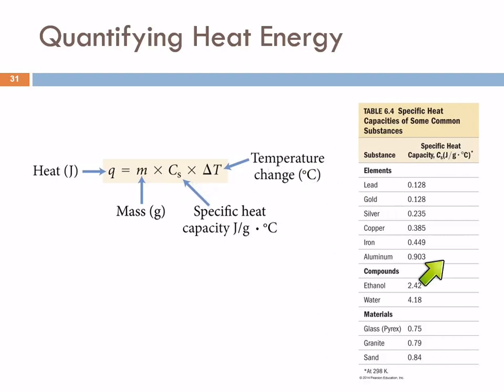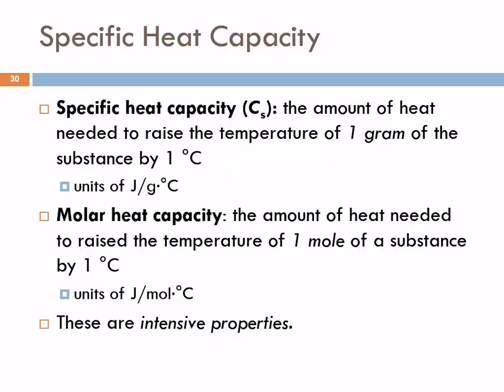Here's a table from your textbook giving specific heat capacities of several different substances. We see these metals: lead, gold, silver, copper, iron, aluminum. These all have relatively low, less than 1 specific heat capacities. And then look at water, 4.18. Water has an unusually high specific heat capacity. The molar heat capacity is the energy needed, or the heat needed, to raise the temperature of 1 mole instead of 1 gram.